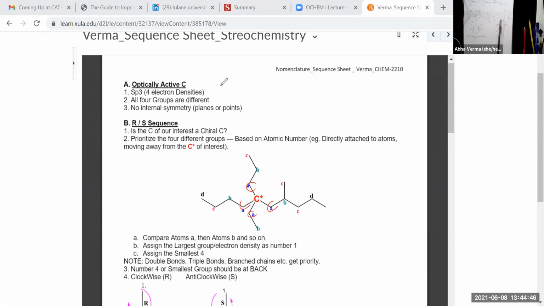Okay, the next thing that we have to do is compare similar atoms. Don't compare different atoms, as I was mentioning to you. And in all your groups, you have to give numbers. So priority numbers from 1 to 4. Highest priority to 1, lowest priority to number 4.